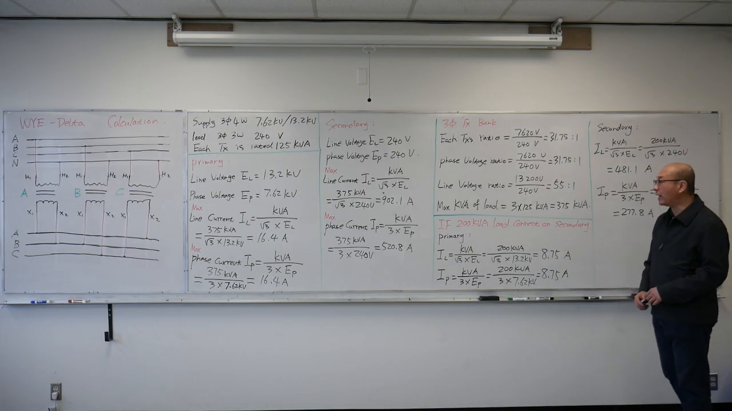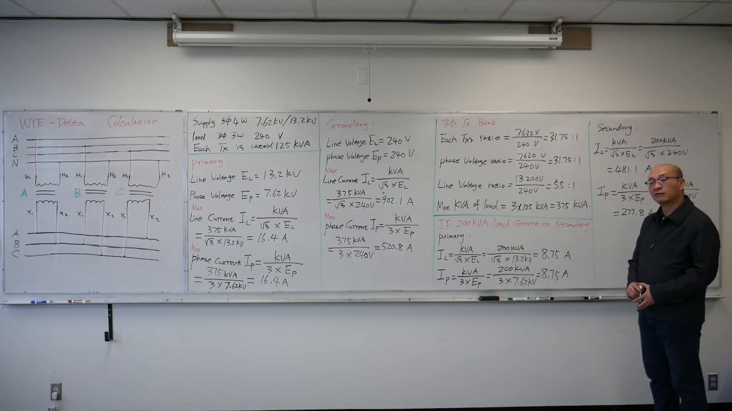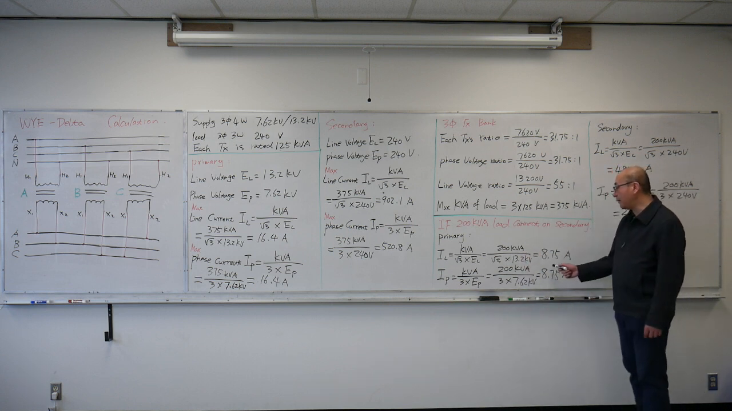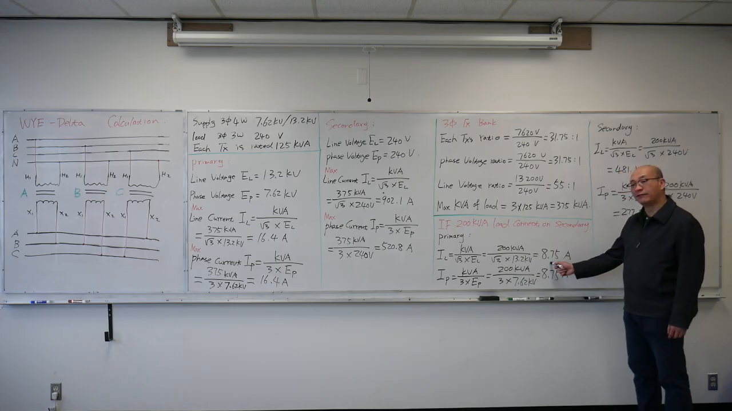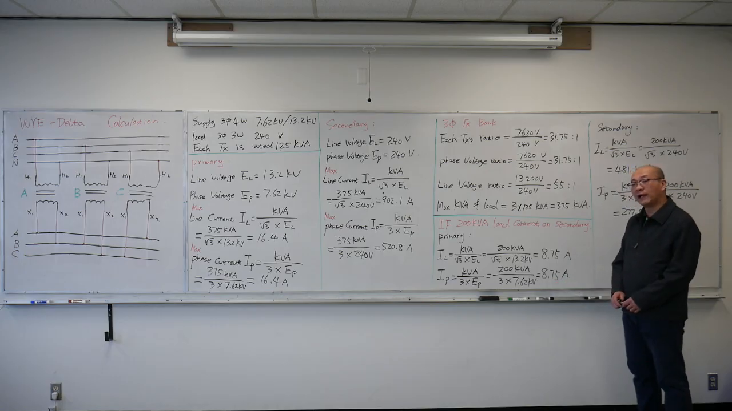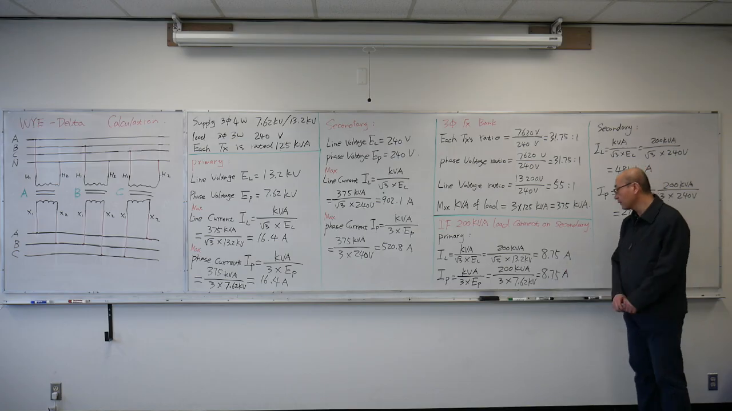Now we're using a 200 kVA load to do the calculation again, to find the primary and secondary line current and phase current. Put the 200 kVA down there and find the primary line current, 8.75 amps. Primary phase current, 8.75 amps. Because it's Y connected on the primary side, the two currents are the same.